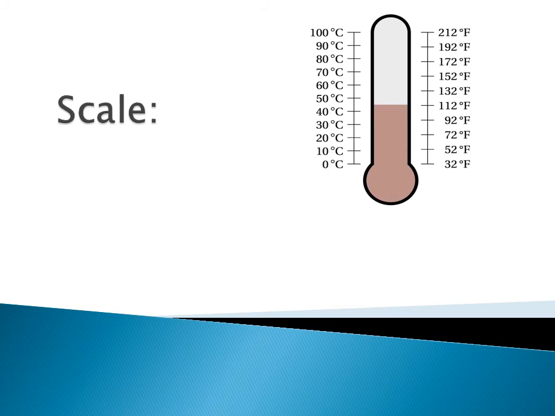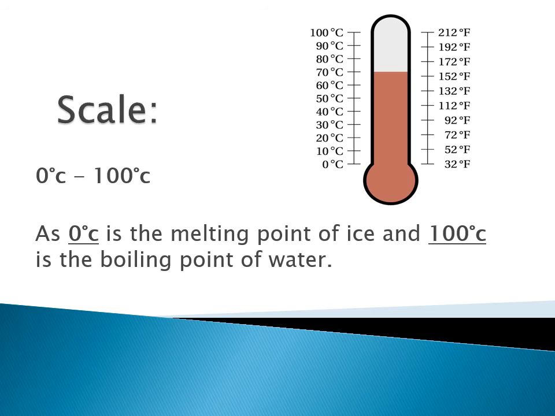What about the scale of the Celsius thermometer? Its scale ranges from 0 to 100. 0 is the melting point of ice, and 100 degrees is the boiling point of water. Or you can say that 0 is the freezing point of water and 100 is the boiling point of water. So the scale of the Celsius thermometer is from 0 to 100.